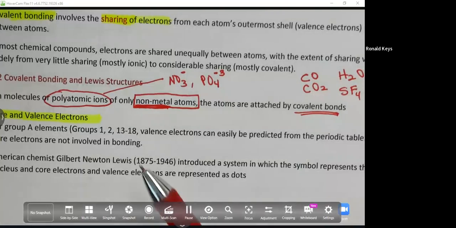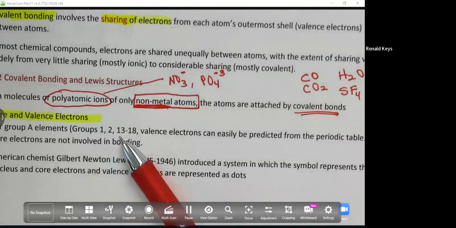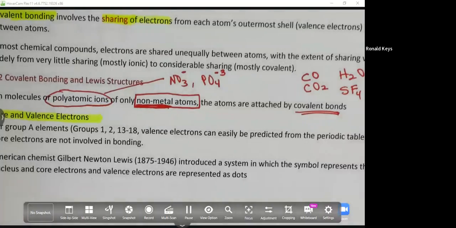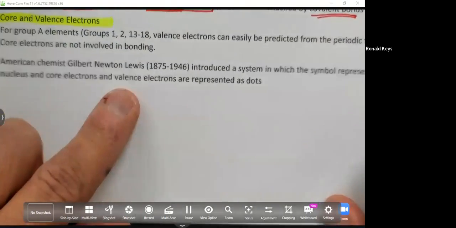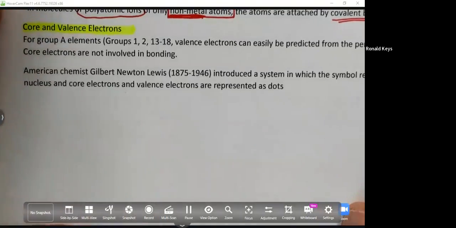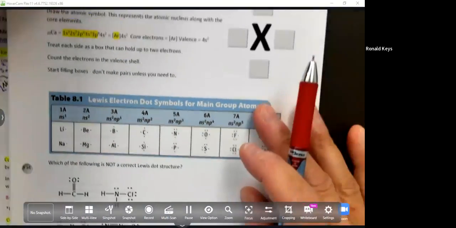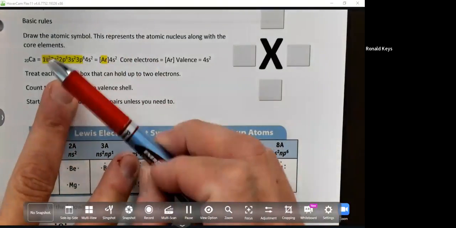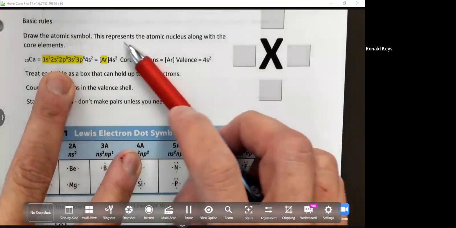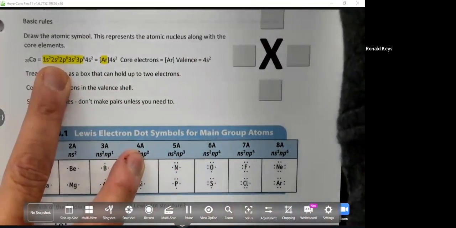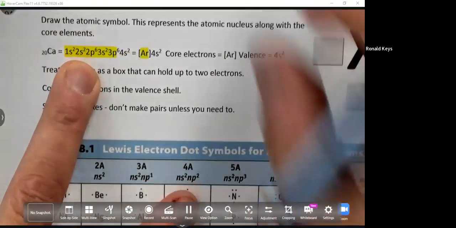All right. So we just did this, valence electrons. American chemist Gilbert Newton Lewis introduced a system in which the symbol represents the nucleus and the core electrons, and the valence electrons are represented by dots. So on the next page, it says, draw the atomic symbol. This represents the atomic nucleus along with the core electrons.